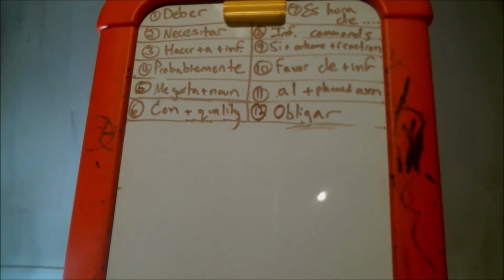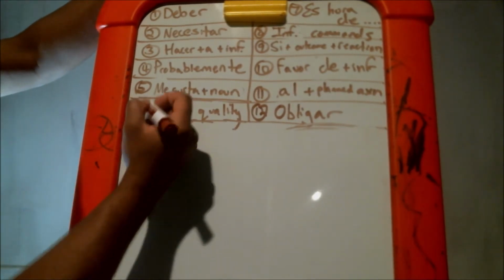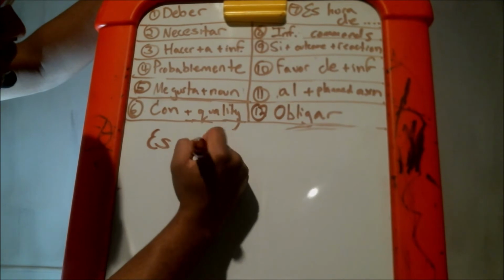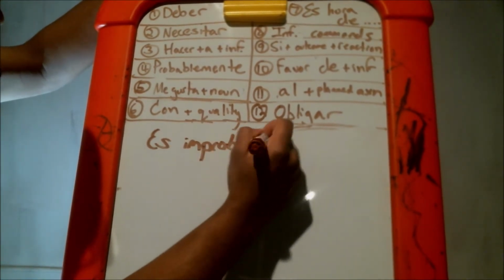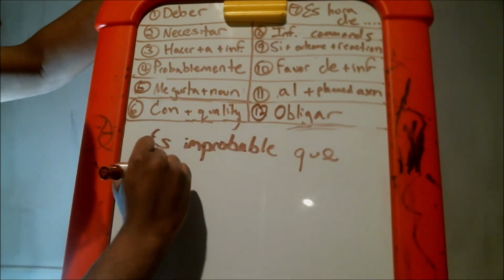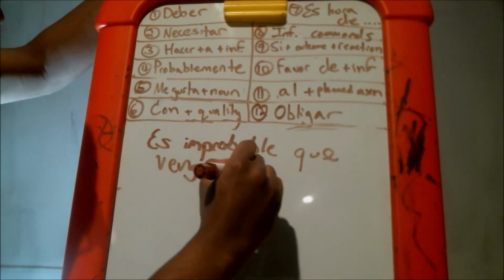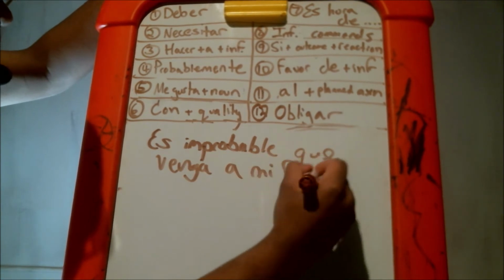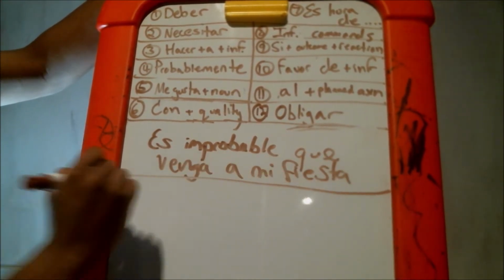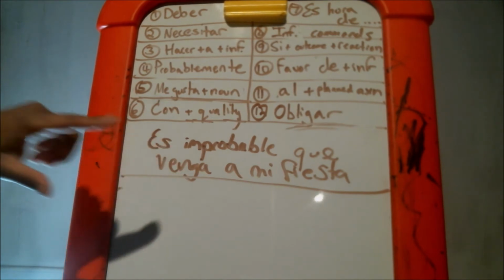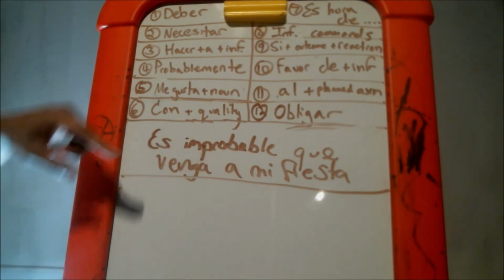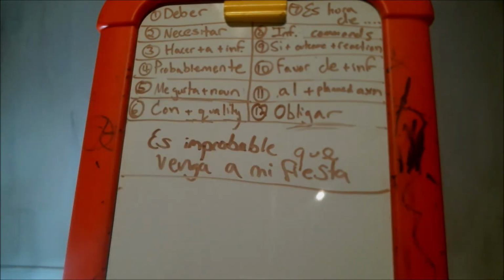Probablemente. Now, what is that saying? That's saying probably, right? Now, think about this. In the subjunctive, we use it to express doubt. If we were to say something like this, watch. Es improbable que venga a mi fiesta. Okay? Es improbable que venga a mi fiesta. It is improbable that he's coming to the party, right?